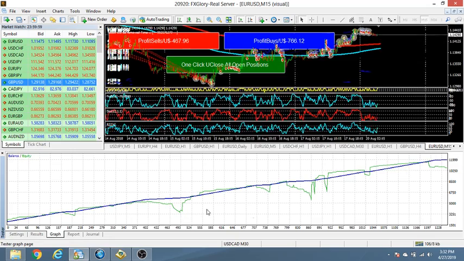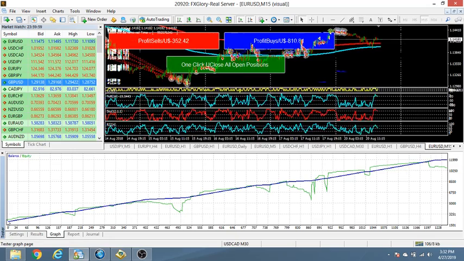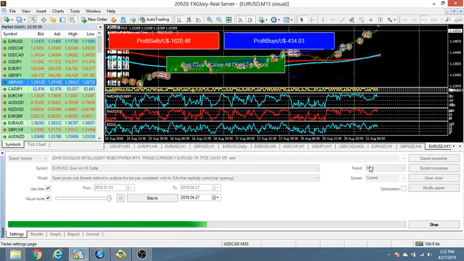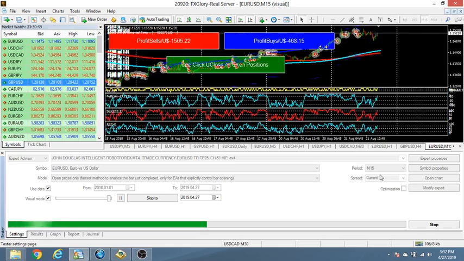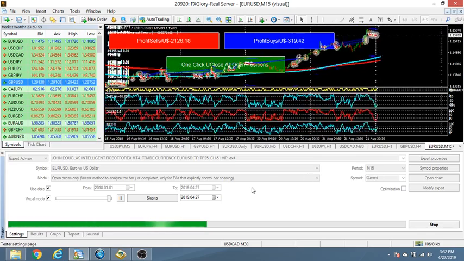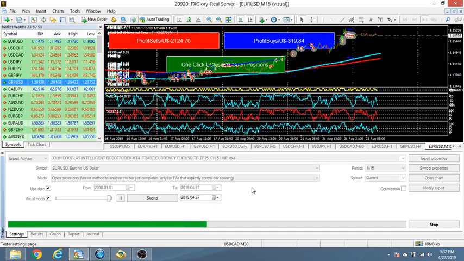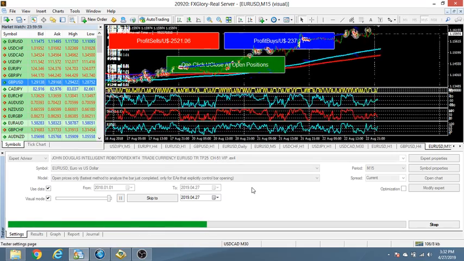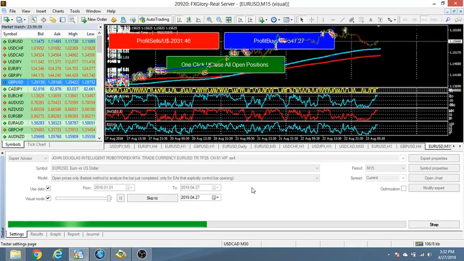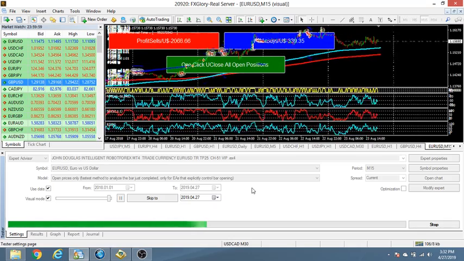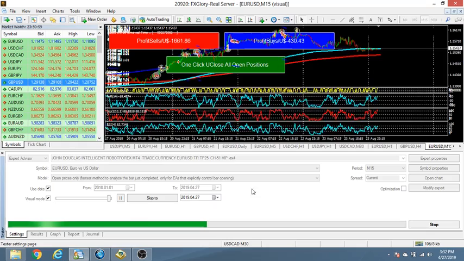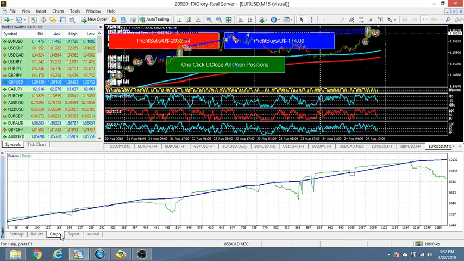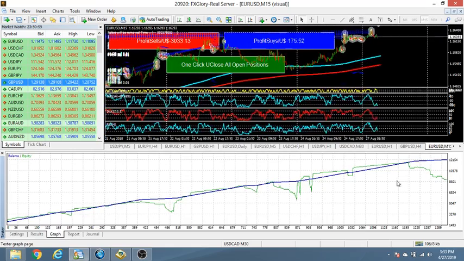This is the graph at the 15-minute time frame. Here is the 15-minute time frame right here. You see it? It's the 15-minute time frame. So this robot can run at 5-minute, 15-minute, 30-minute, 1 hour, and 4 hour time frames. This is the graph. It looks like this.